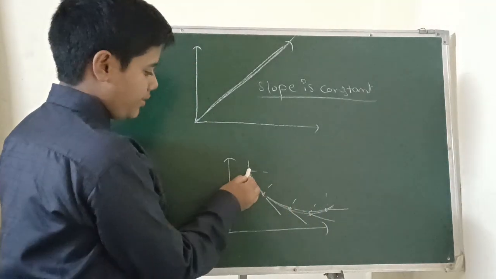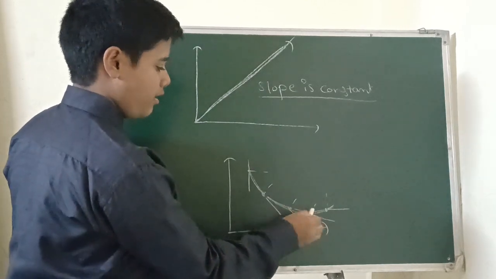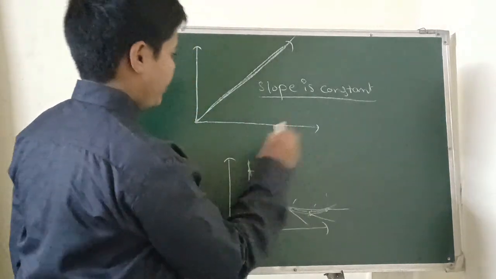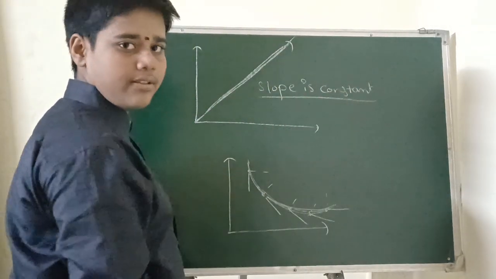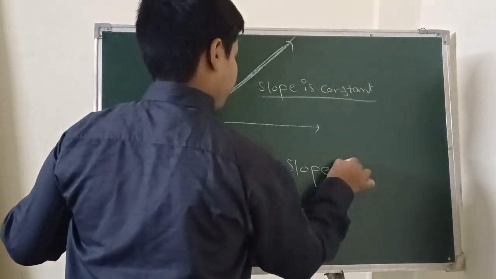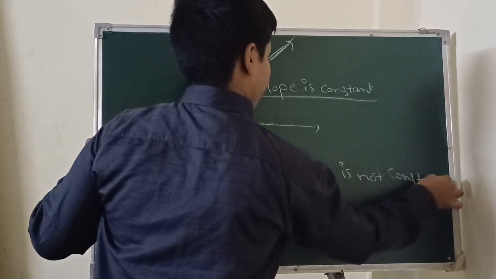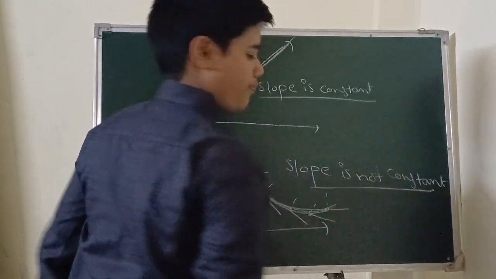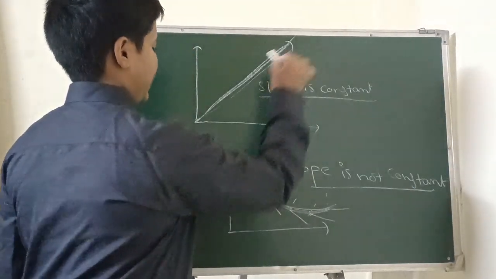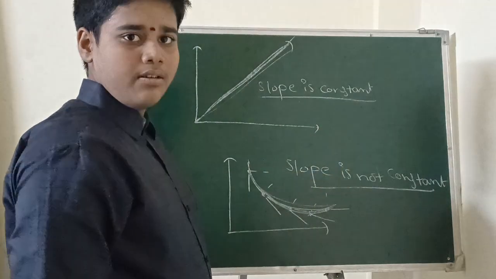The slope varies from this point to this point, or this point to this point, or this point to this point. In a straight line, slope is constant. In a curvy line, slope is not constant. So slope is constant in a straight line and slope is not constant in a curvy line.